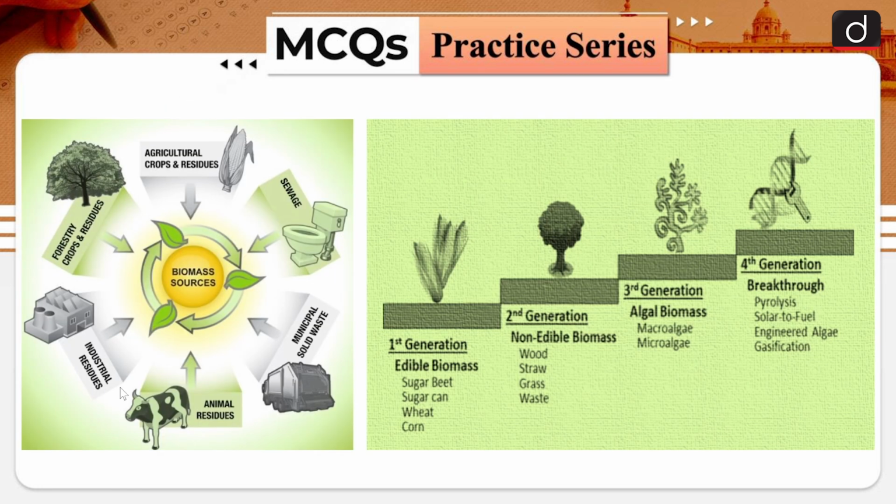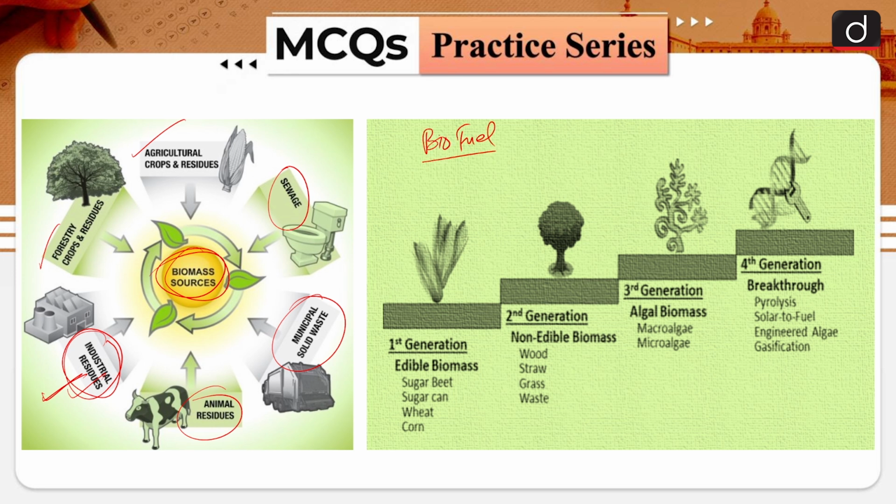Now, here you can see some biomass sources are given. Biomass sources are related to nature only, something which we get from nature, or we use biological actions so that we can get it. So agriculture crop residue, forestry crop residue, industrial residue. This residue will be there, and by the action of biological agents like microorganisms, we are able to decompose it, and that is why it is a biomass source. Then animal residue, municipal solid waste and sewage. All of these are decomposed by microorganisms, because of which we have these biofuels.